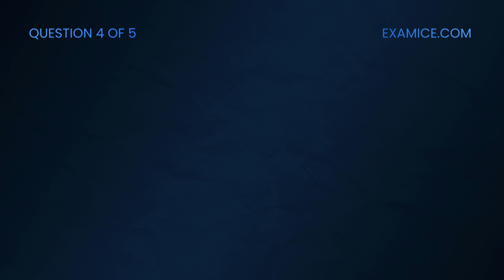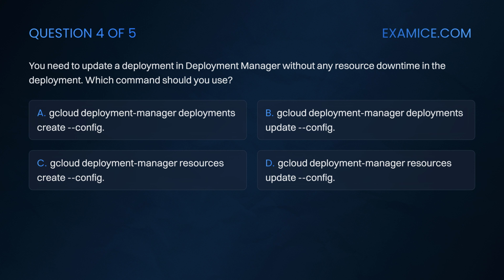Question 4. You need to update a deployment in Deployment Manager without any resource downtime in the deployment. Which command should you use? Option A. gcloud deployment-manager deployments create --config. Option B. gcloud deployment-manager deployments update --config. Option C. gcloud deployment-manager resources create --config. Option D. gcloud deployment-manager resources update --config.